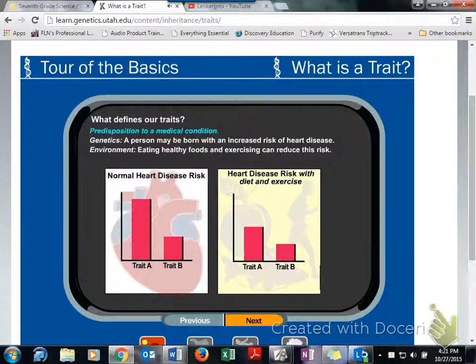Predisposition to a medical condition. Genetics. A person may be born with an increased risk of heart disease. Environment. Eating healthy foods and exercising can reduce this risk.